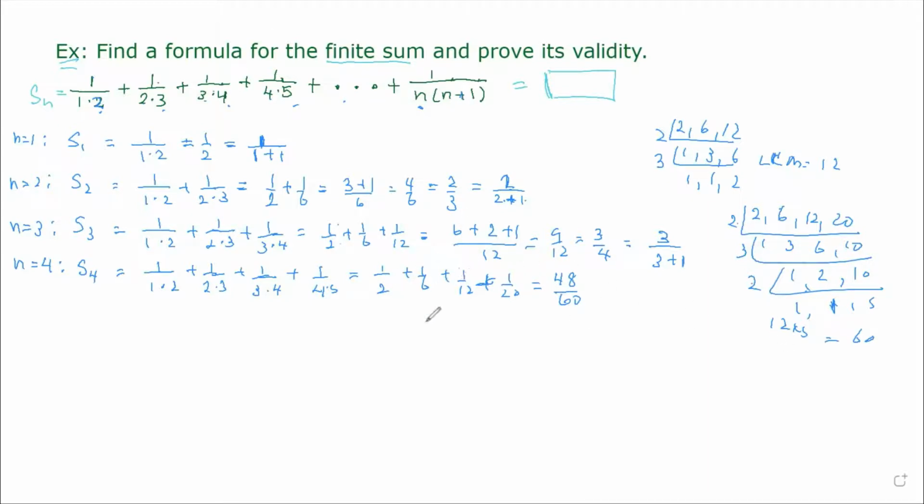So you can do this one by yourself because I don't want to waste time here. Everyone knows how to do it. So I leave this one, okay. Now you again simplify it, make it all over one term. 48 over 60, what do we have? 12, right? 12 for 48, 12, 5, 60. Okay, so we have 4 over 5.